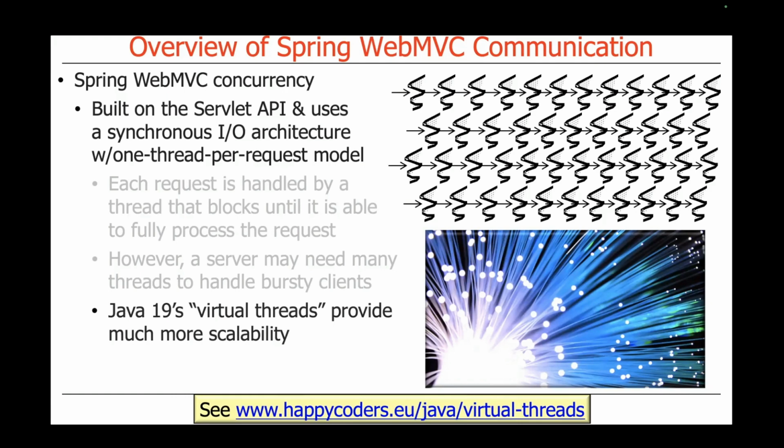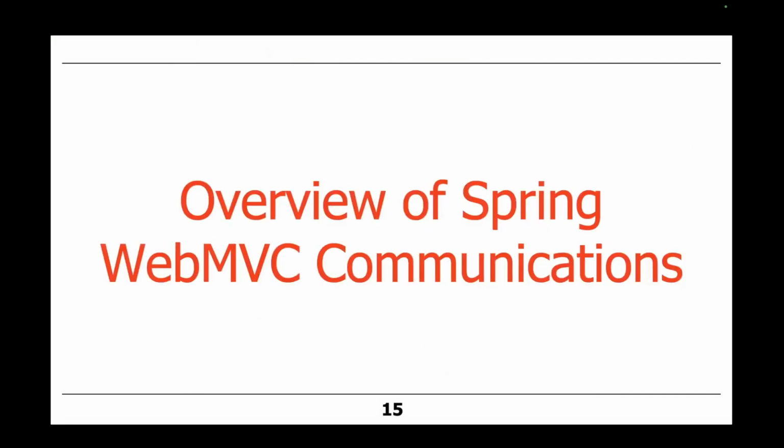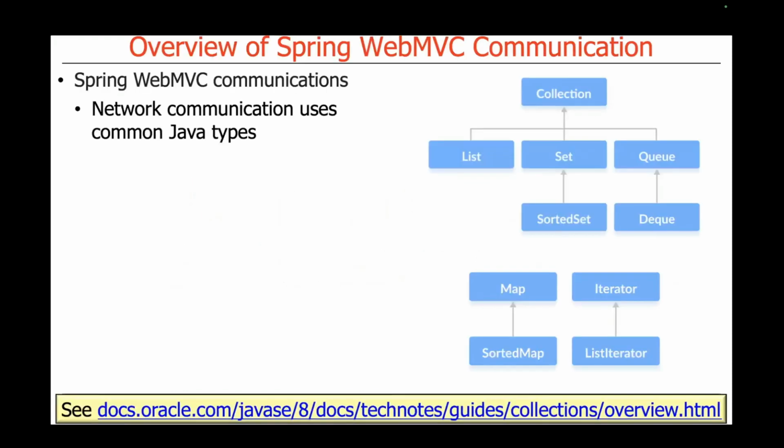And that's one of the things we'll talk about in this course, a very important theme that we'll emphasize, because this is the way of the future in many situations for using modern Java or very modern Java. So let's talk about communications next. So we've talked about the way in which the concurrency model works. Now let's talk about the communications model.